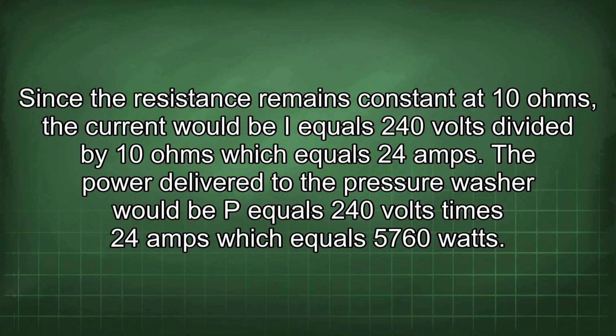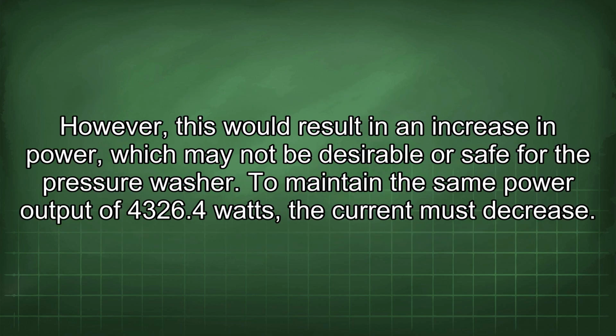Now let's connect the same pressure washer to a 240 volts power supply. Since the resistance remains constant at 10 ohms, the current would be I equals 240 volts divided by 10 ohms, which equals 24 amps. The power delivered to the pressure washer would be P equals 240 volts times 24 amps, which equals 5,760 watts. However, this would result in an increase in power, which may not be desirable or safe for the pressure washer. To maintain the same power output of 4,326.4 watts, the current must decrease.